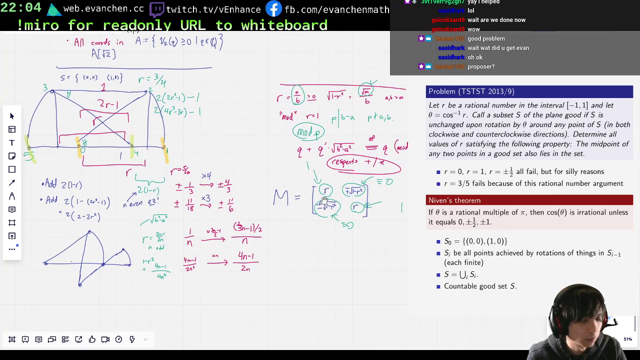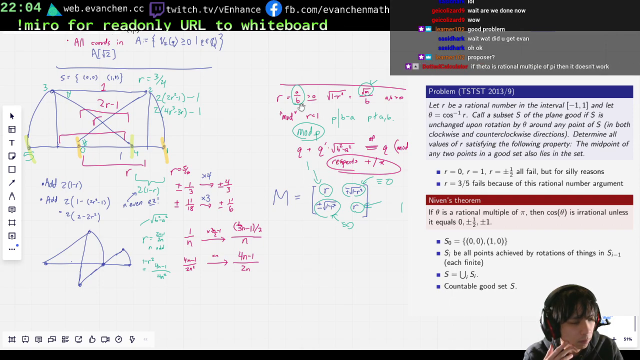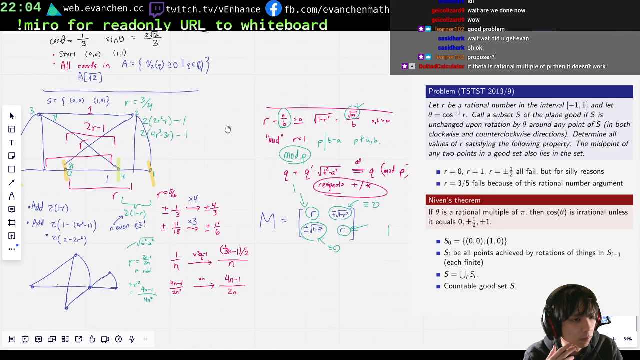Yeah, if theta is a rational multiple of pi, then it doesn't work? Yeah, but that only happens 5 times.